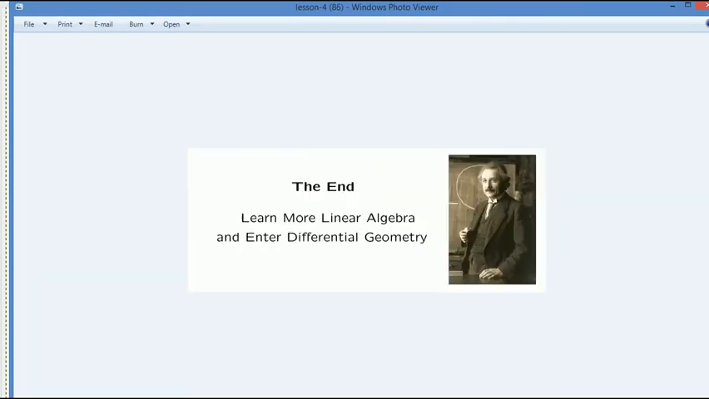I have this thing prepared that I forgot to show you. Go ahead and learn more linear algebra and continue into differential geometry, then you will understand general relativity. And that's an amazing epitome of this beautiful marriage of mathematics and physics. All right?